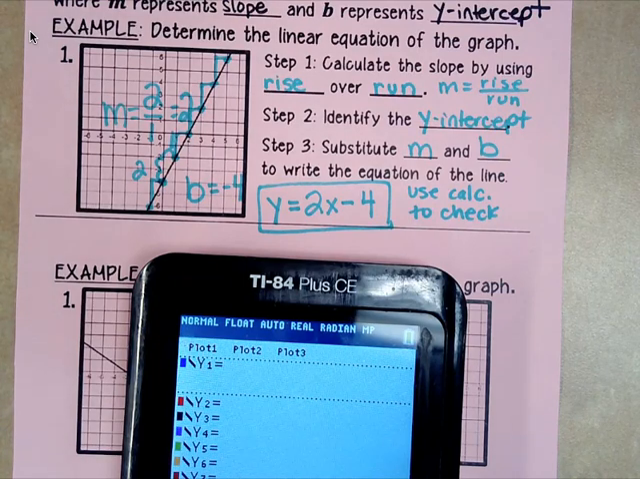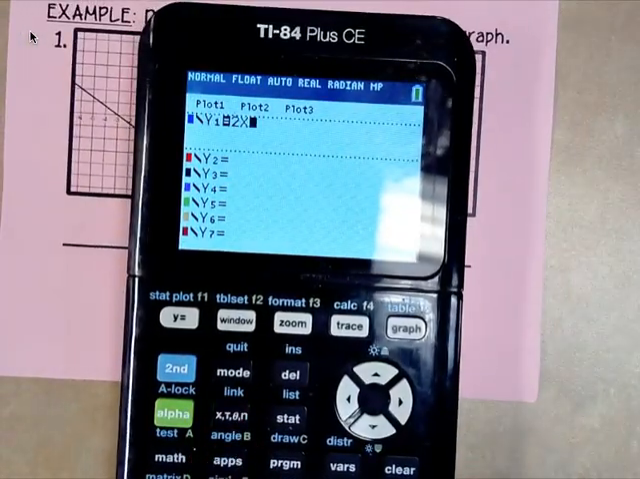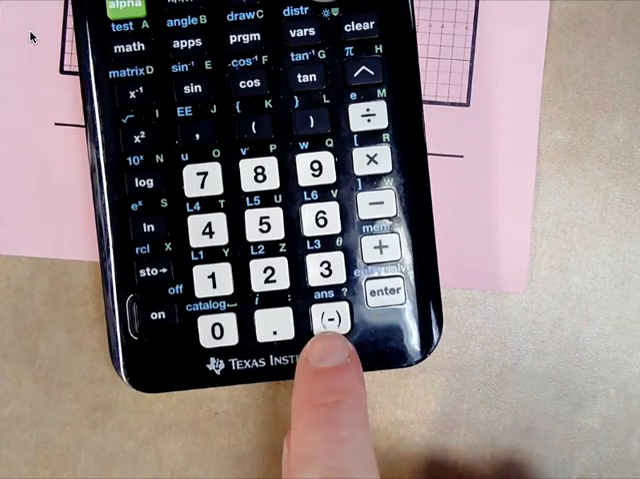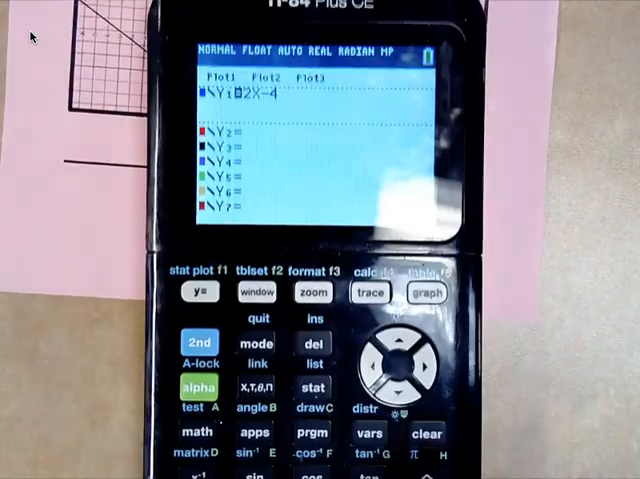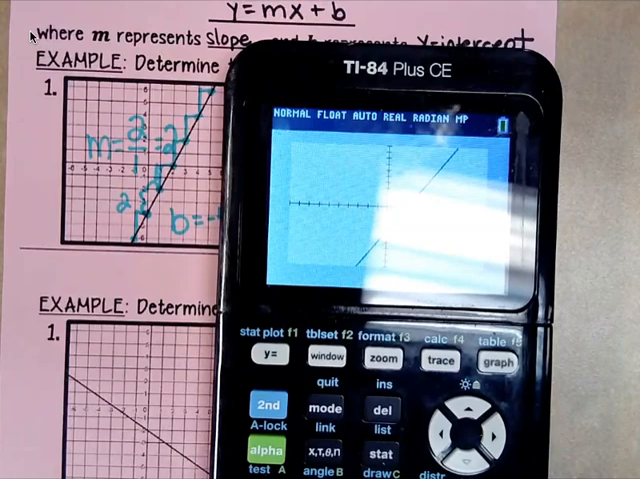So in order to graph this, remember you're going to go to y equals, plug it in. 2, and then don't forget this is where the x is. X minus 4. Use minus and not negative. So there's a difference between negative and minus. And then hit graph. And you're going to check and just make sure that they look the same.